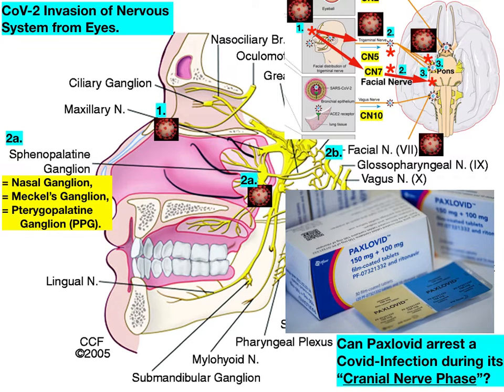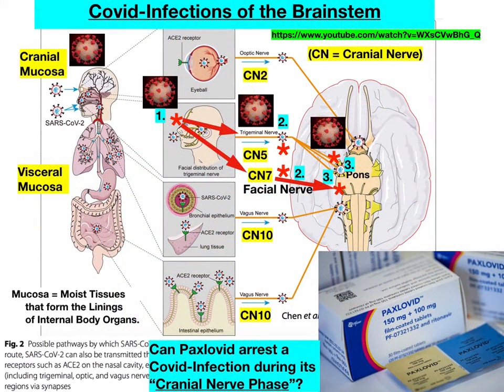Once again, it is unlikely that Paxlovid could eliminate virions that are being moved within endosomes. However, it's possible that Paxlovid could block or attenuate the replication of these virions once they reach the cell bodies of the neurons located in the cranial ganglia. So, simplifying this discussion to the following question: can Paxlovid arrest a COVID infection during its cranial nerve phase? This is step 2, while the virions are moving through the peripheral nervous system and perhaps being amplified within the peripheral nervous system.